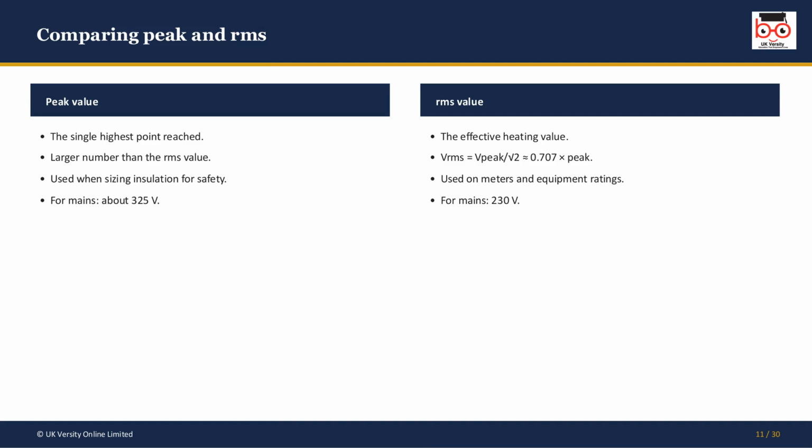Let's put peak and RMS side by side. The peak value is the single highest point reached, always the larger number, and it matters when you're sizing insulation for safety, about 325 volts for the mains. The RMS value is the effective heating value, equal to the peak over the square root of 2, or about 0.707 of the peak, and it's the figure printed on meters and equipment ratings, 230 volts for the mains. Same supply, two different but related numbers.